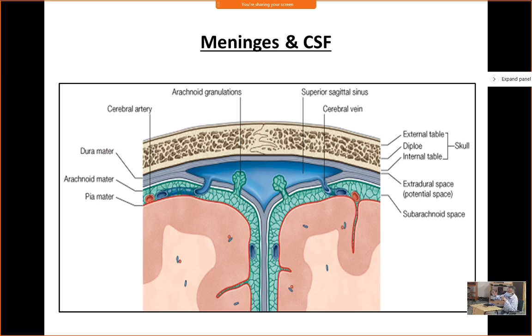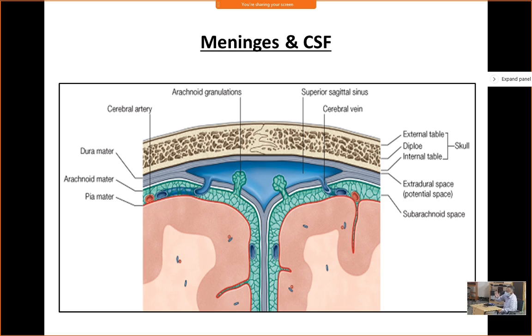Now this CSF, if it is accumulated in the subarachnoid space, then what will happen? Ultimately, it will compress the brain tissue. So it will have to drain out. Now how will it drain out? Other routes are also there, but this is another route. By means of this arachnoid villi, where is it going? It is going to your dural venous sinus.